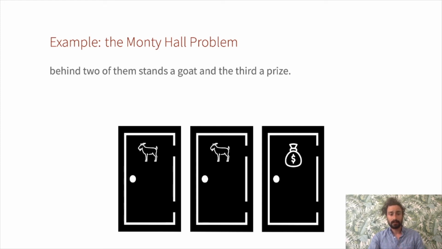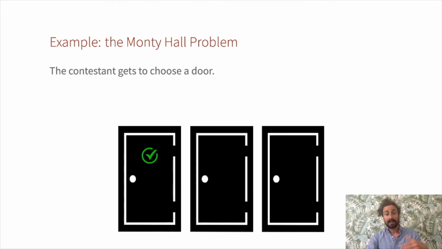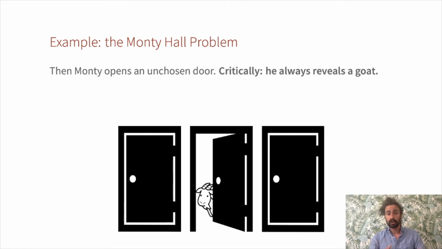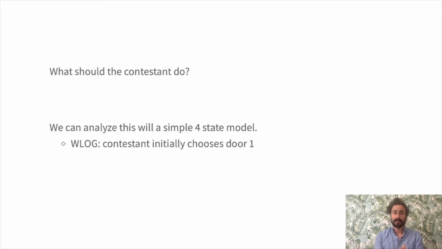And the decision problem works as follows. The host, Monty Hall, the namesake of the problem, knows the contents of the doors, and of course the contestants do not. First, a contestant chooses a door. Then, Monty Hall opens one of the two unchosen doors. And critically, he always reveals a goat. So he never opens the door with the prize. Because he knows the contents, he can do this 100% of the time. And then finally, the contestant is afforded one more choice: to keep the door initially chosen or to switch to the other unopened door. And assuming that the contestant wants the prize and not a goat, what should he do? That's the Monty Hall problem.